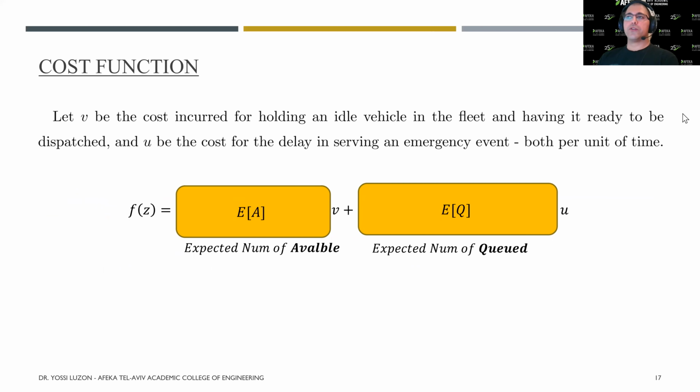So let's discuss the cost function that we built. Let V be the cost incurred for holding an idle vehicle in the fleet and having it ready to be dispatched, and U be the cost for the delay in serving an emergency event, both per unit of time. So we have V times the expected number of available vehicles in the fleet plus U times the expected number of queued events or calls that are waiting for service.